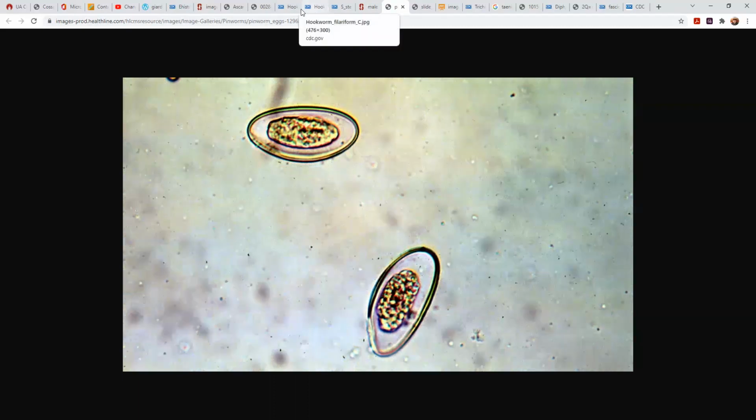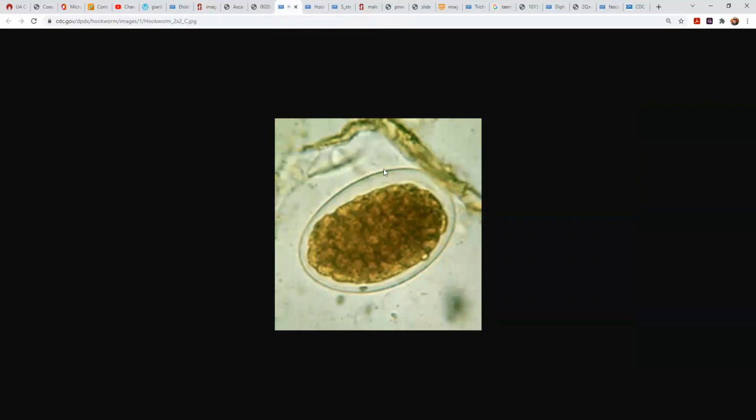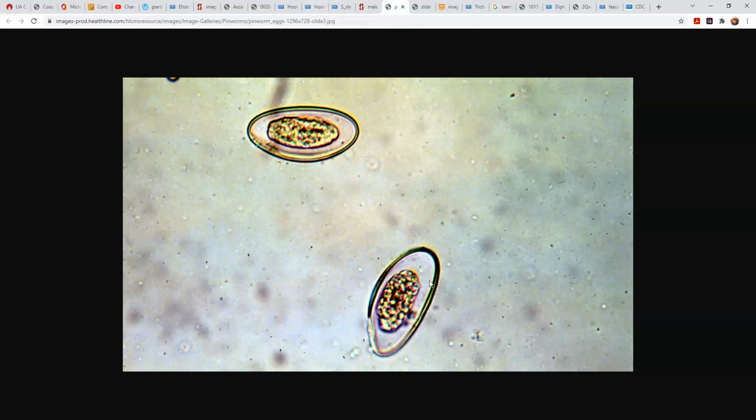And again, if I go back to the hookworm egg, where was that? So again, notice there's no double wall here. Okay, so going back to the hookworm egg, there's no double wall and a smaller clearing than if we look at the pinworm egg. Okay, larger clearing, double wall here. So this is pinworm eggs.